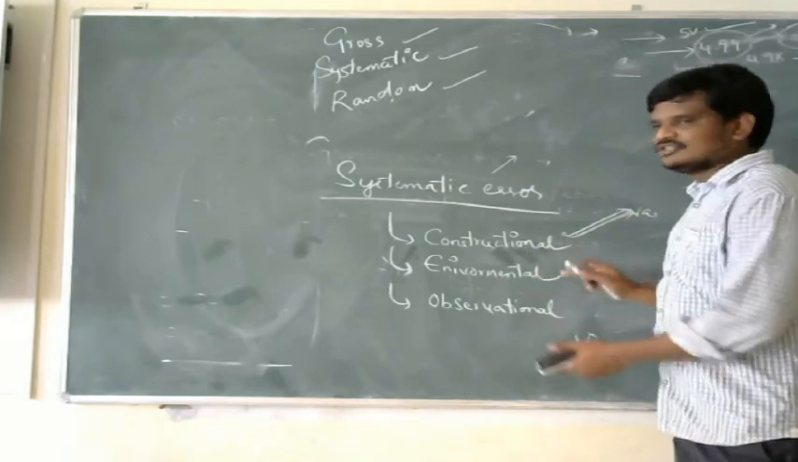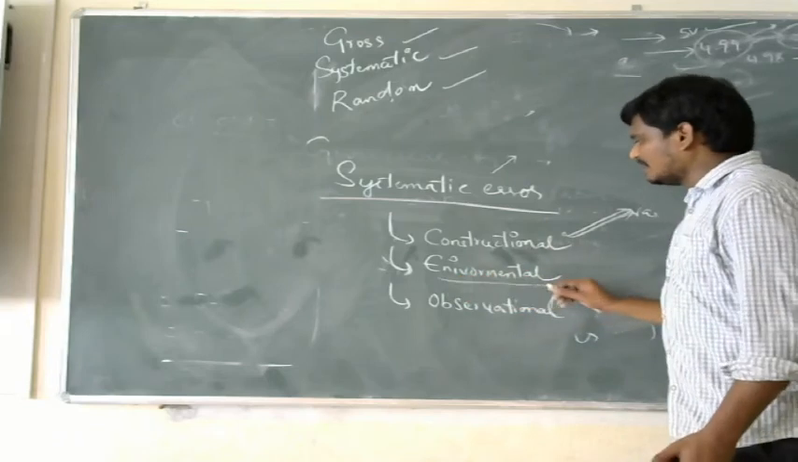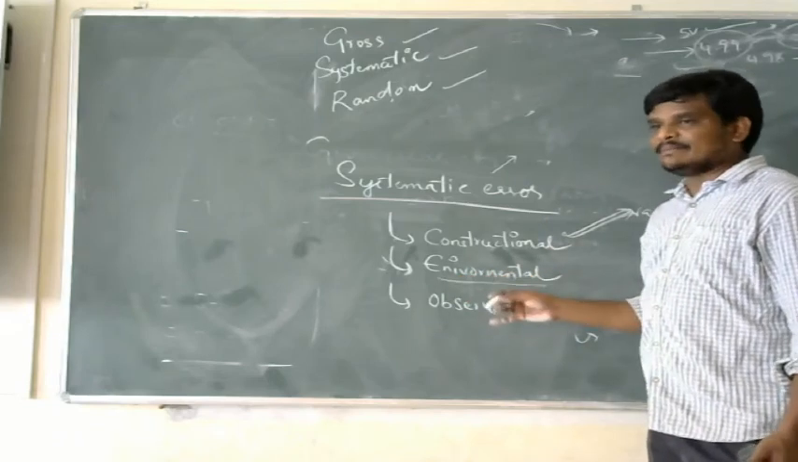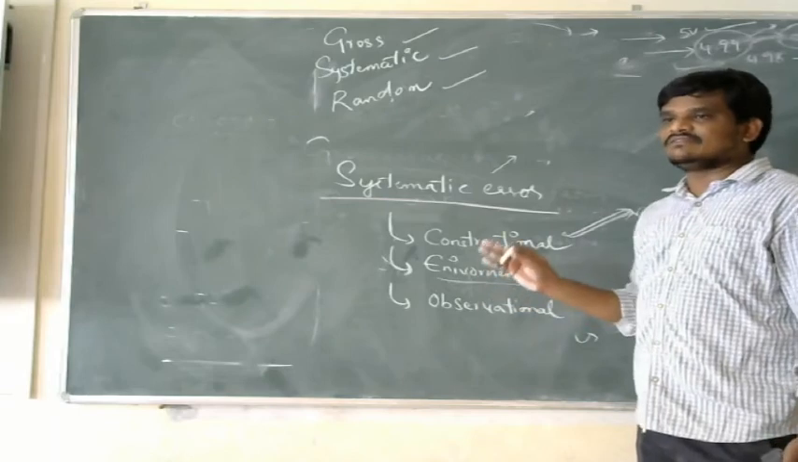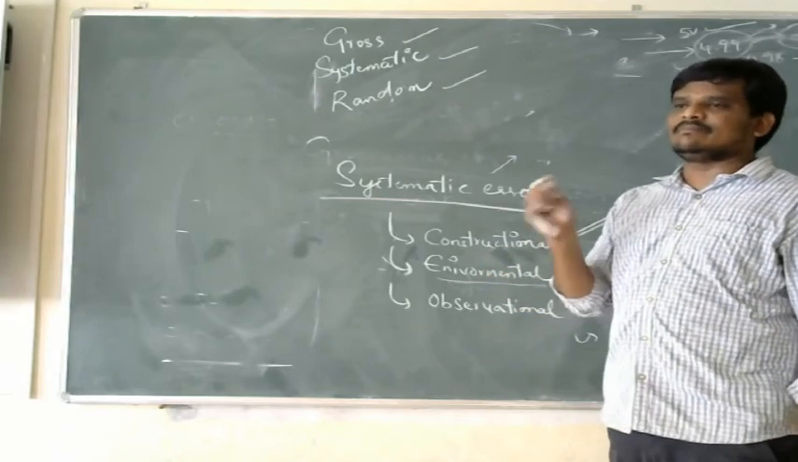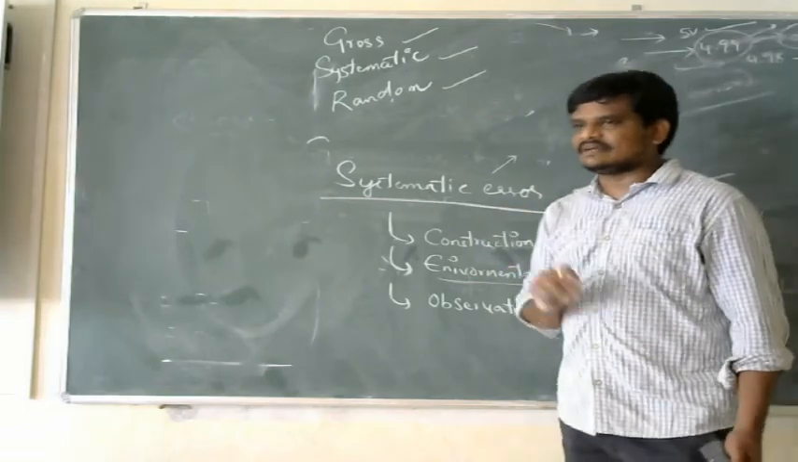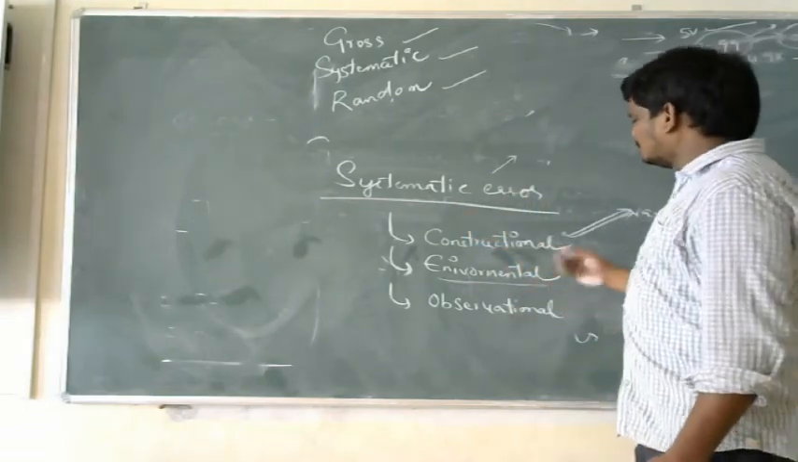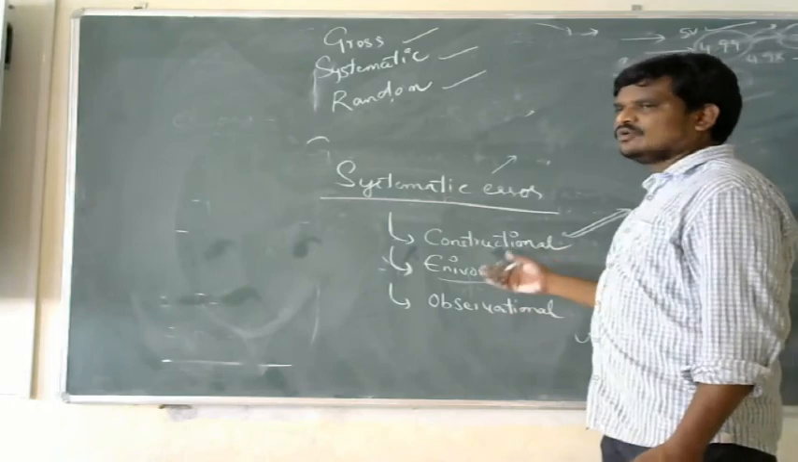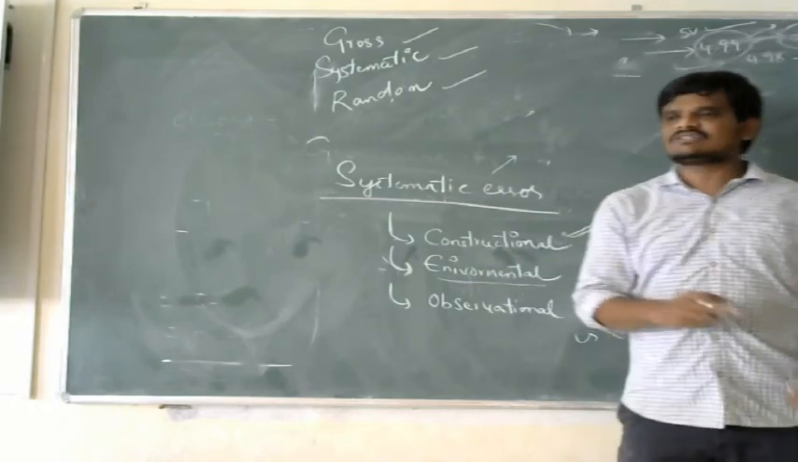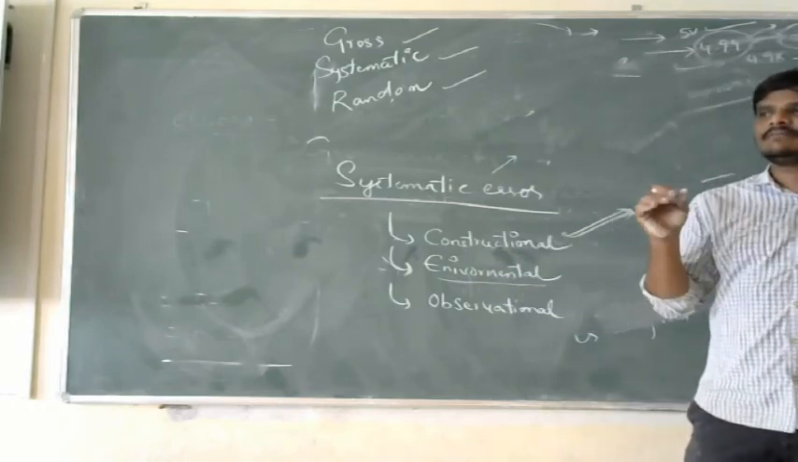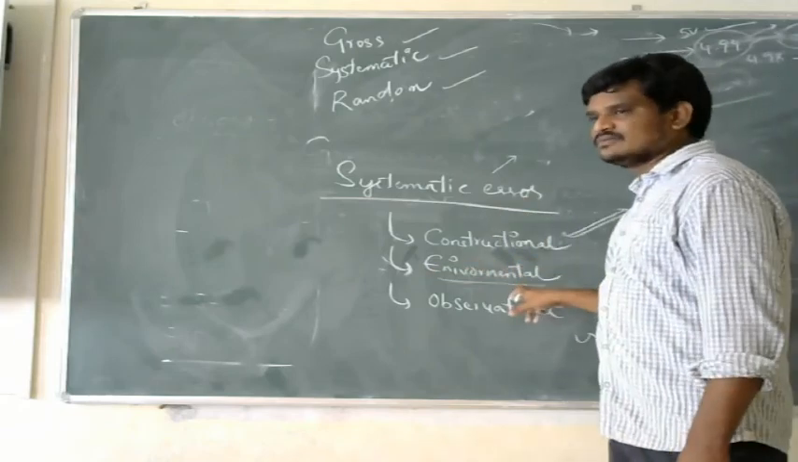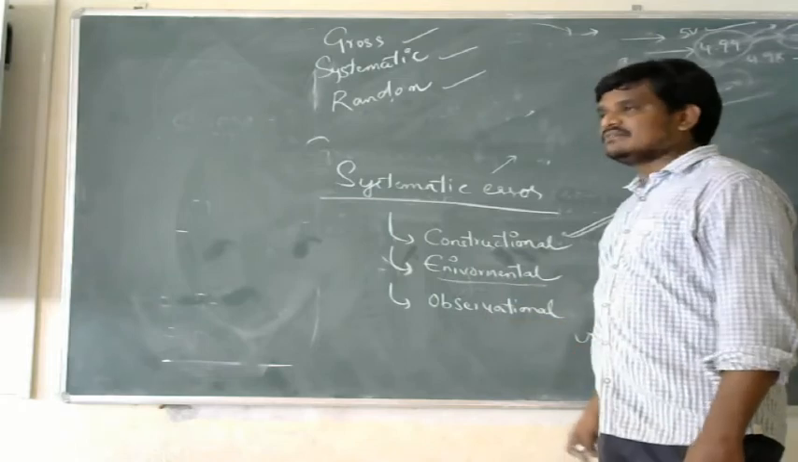So due to the manufacturing defect or due to the design, we are going to have a constructional error in an instrument. Coming to the next parameter, environmental error. The environmental error is nothing but that temperature, humidity and other environmental conditions will have a major impact in taking the reading by using any instrument. Whatever the instrument may be, an ammeter or voltmeter, the environmental parameters like temperature and humidity will have a major impact in taking the reading.